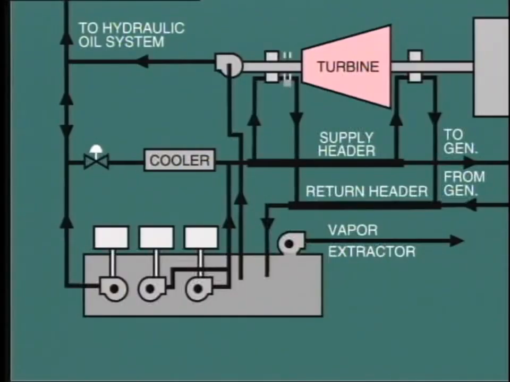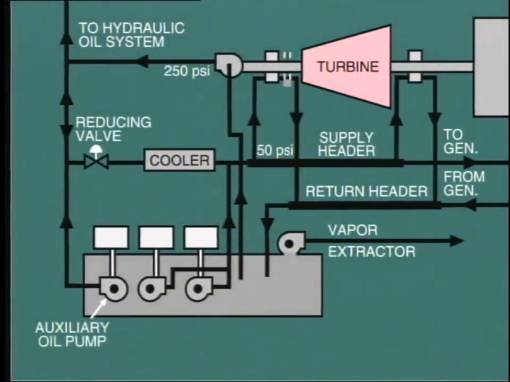Diagrammatically, the scheme looks like this. When the machine is in operation, the main oil pump here delivers oil at 250 psi. This supplies the hydraulic oil system. At the same time, it provides oil to the lube oil header at 50 psi through a reducing valve. During startup and shutdown, a motor-driven high-pressure oil pump is used. Again, this supplies both the hydraulic oil system and the lube oil system. In this arrangement, this pump is known as the auxiliary oil pump since it is the main standby to the shaft-driven pump.